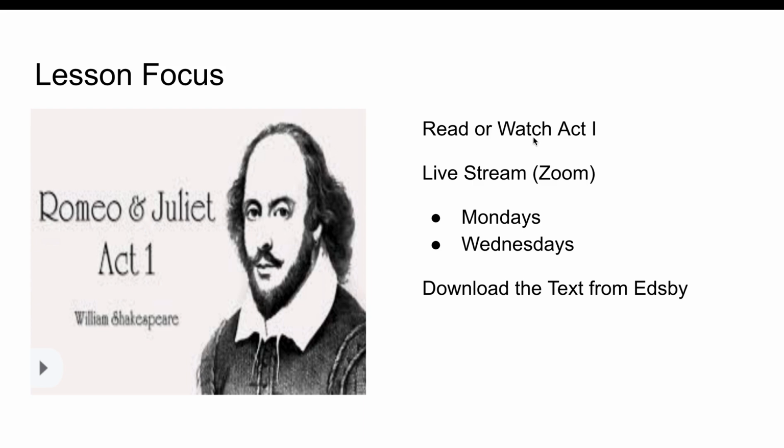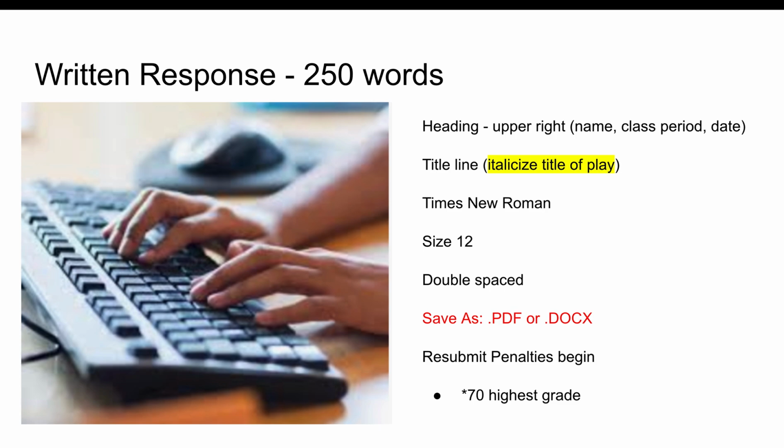If you wish to view Romeo and Juliet Act 1 this week, tune in Wednesday for the live streaming session through Zoom. Zoom passwords will be sent through EDSB the day of the viewing. For the viewing or reading of Act 1, you must write at least a 250-word response. Make sure you title your paper the title of the assignment, Romeo and Juliet Act 1 Response.